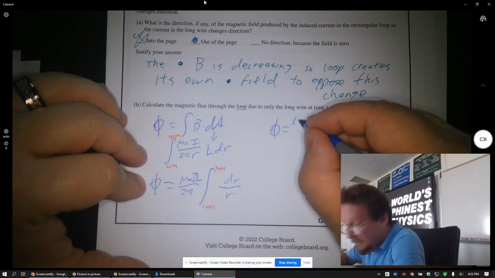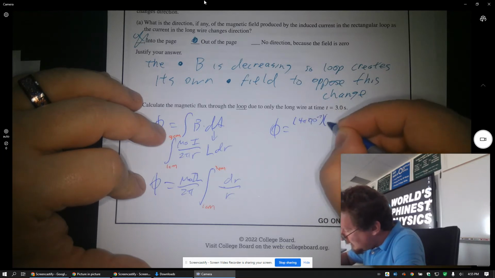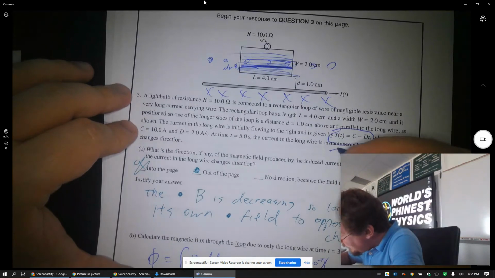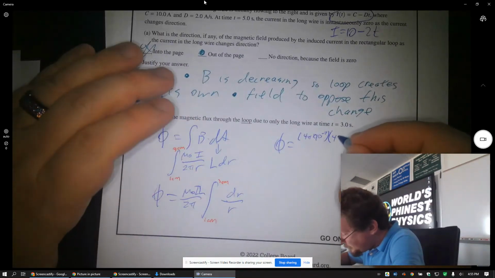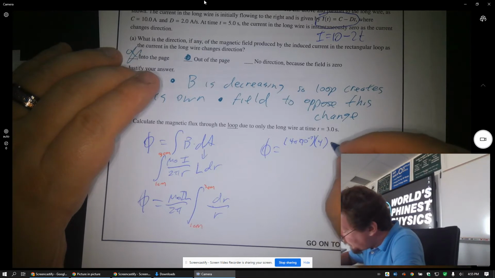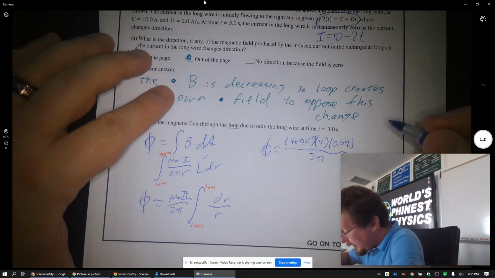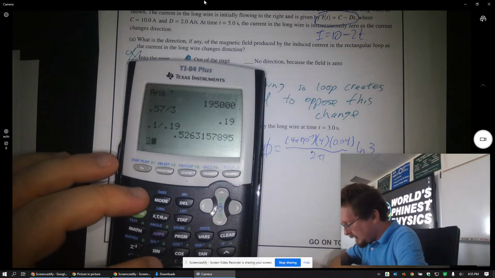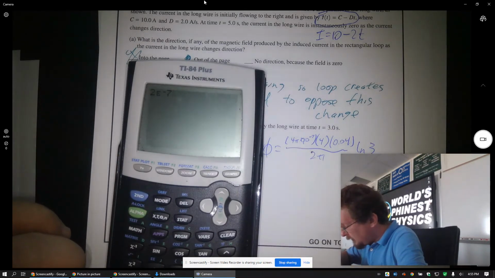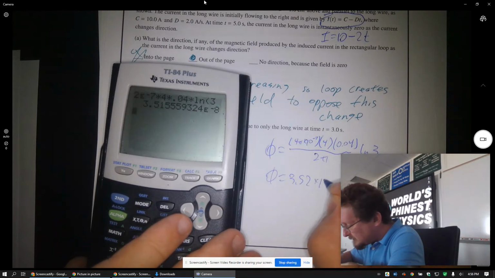Okay, so mu naught. I think I'm expected to actually get a number. 4 pi times 10 to the negative 7. The I is 10 minus 2t, so that's 4. 4, L is 0.04, all over 2 pi, natural log 3. Well, that's just a number for this. 2 times 10 to the negative 7. That's mu naught over 2 pi times 4 times 0.04 times the natural log of 3. The flux is 3.52 times 10 to the negative 8 Webers.